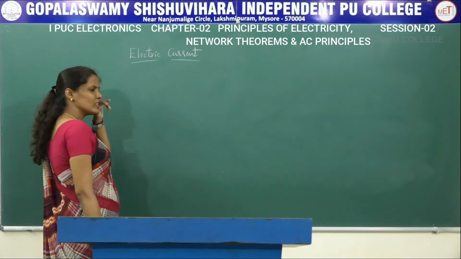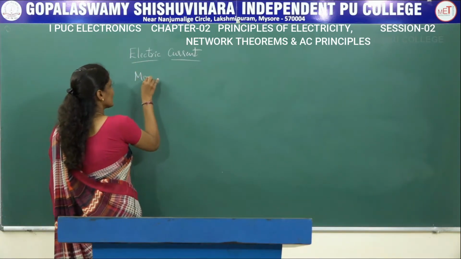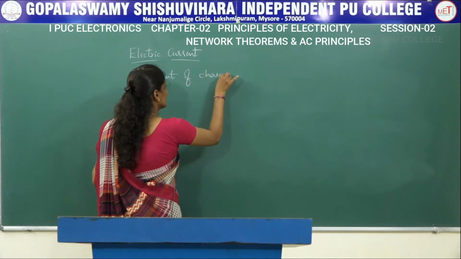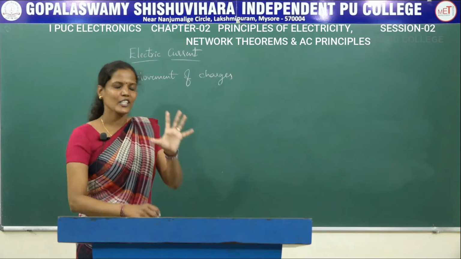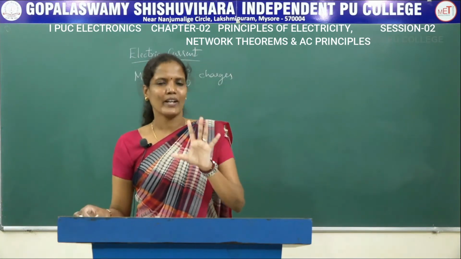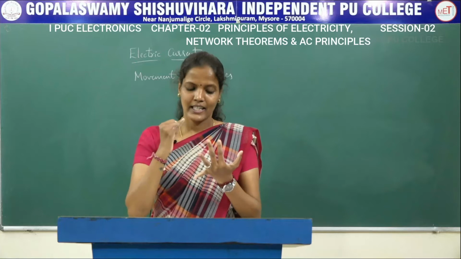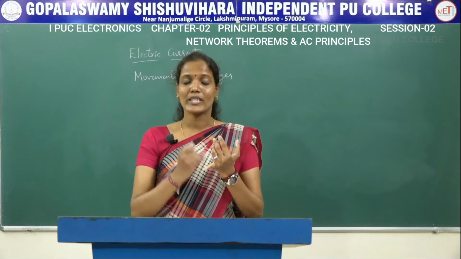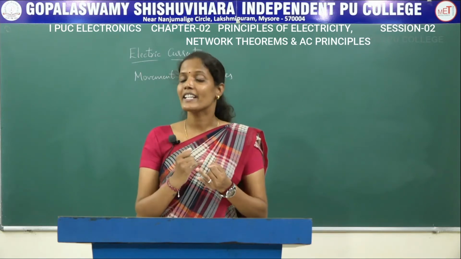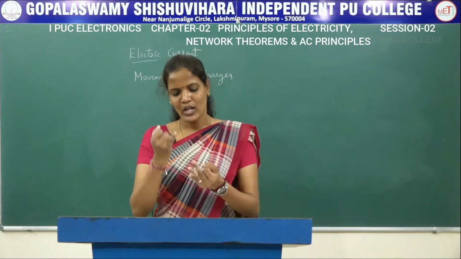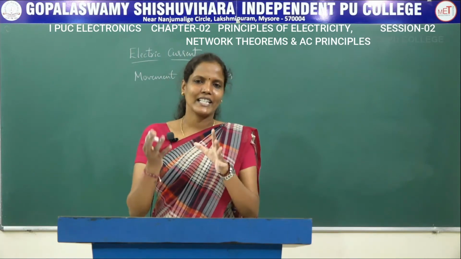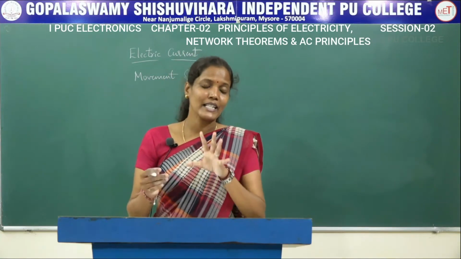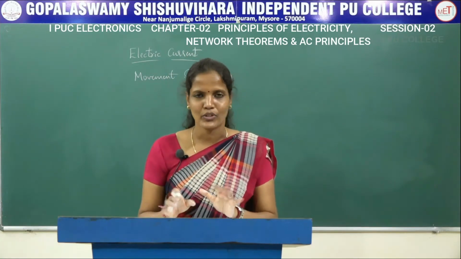The definition of electric current is the movement of charges in a conducting material. Matter is classified into three types: conductors, semiconductors and insulators. Conductors are the materials which allow current to pass through. Insulators do not allow current to pass through, and semiconductors have conductivity that lies between the conductors and the insulators. We are going to study semiconductors in detail in our first PUC electronics.